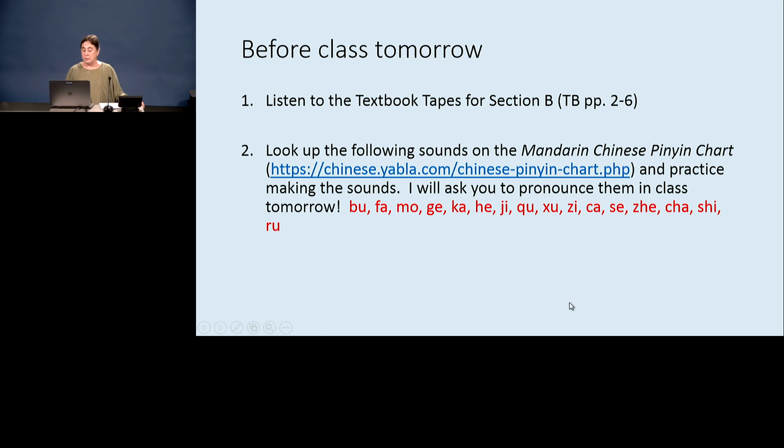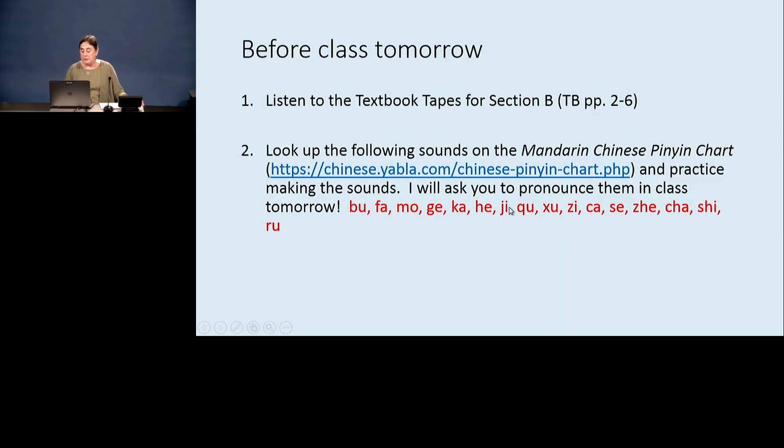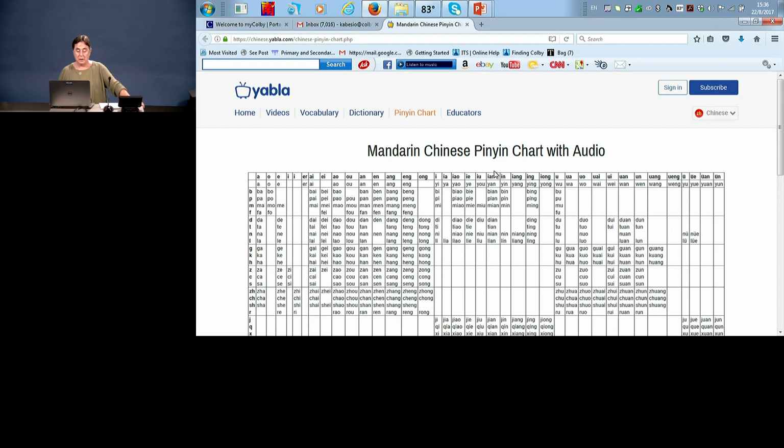Another thing I want you to do is go to the Yabla chart, and I want you to look up these sounds. Bu, fa, mo, ge, ka, he, ji, qu, xu, zi, ca, se, zhe, cha, shi, and ru. Listen to those sounds one more time. And just to remind you, here is where this chart is. When you hit any of these, you can choose what tone you want to listen to, and you will hear the sound. And so this is a great way to practice.